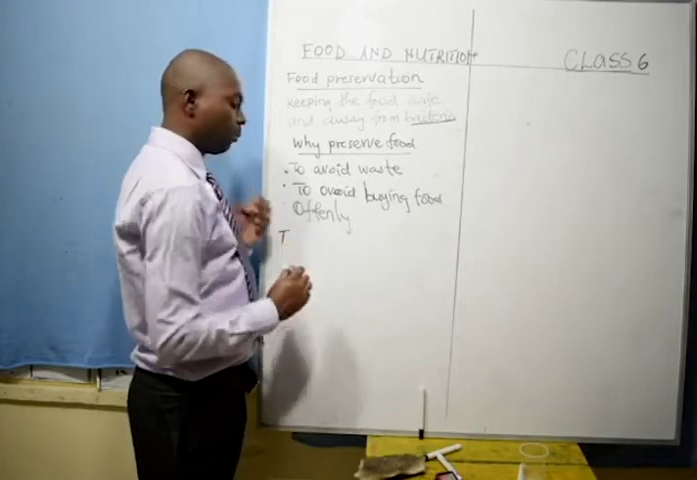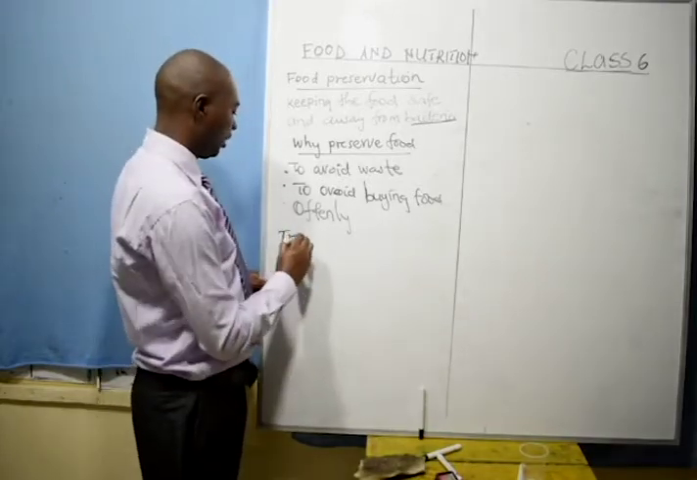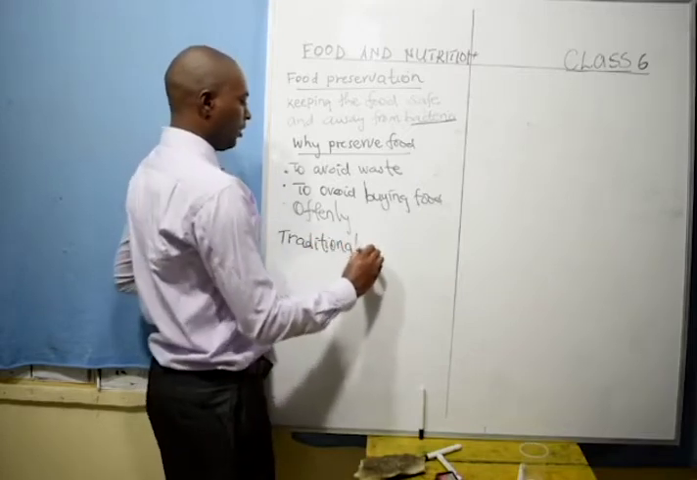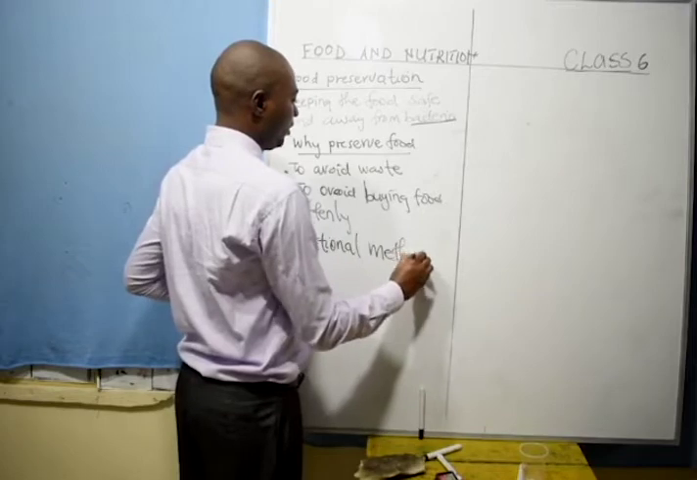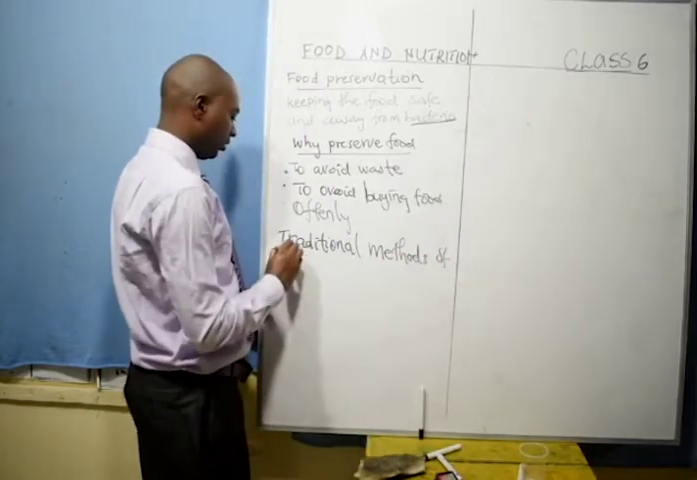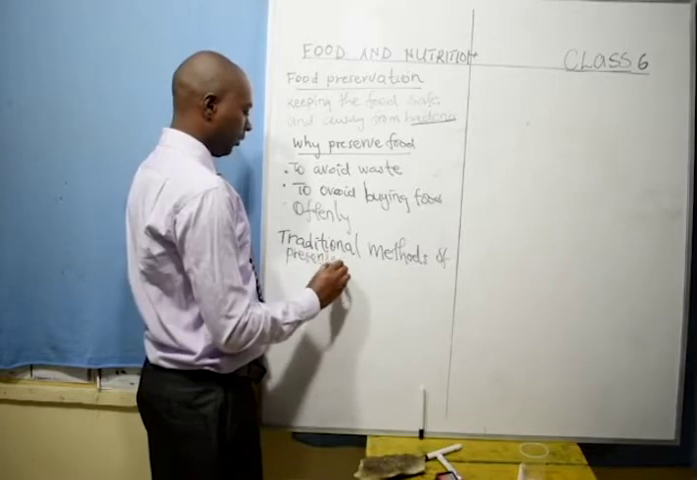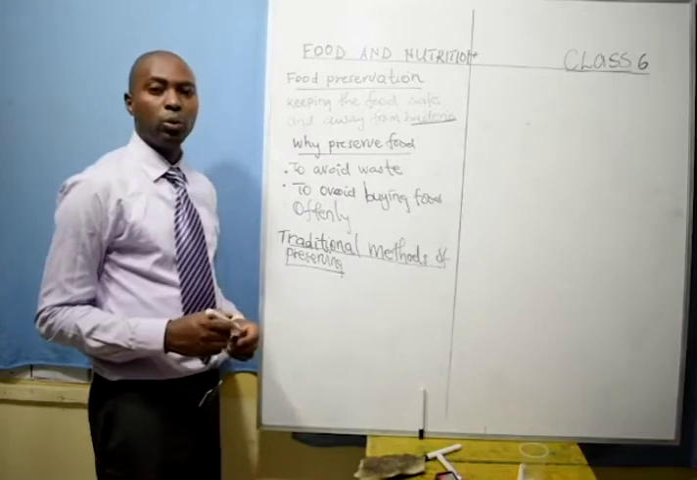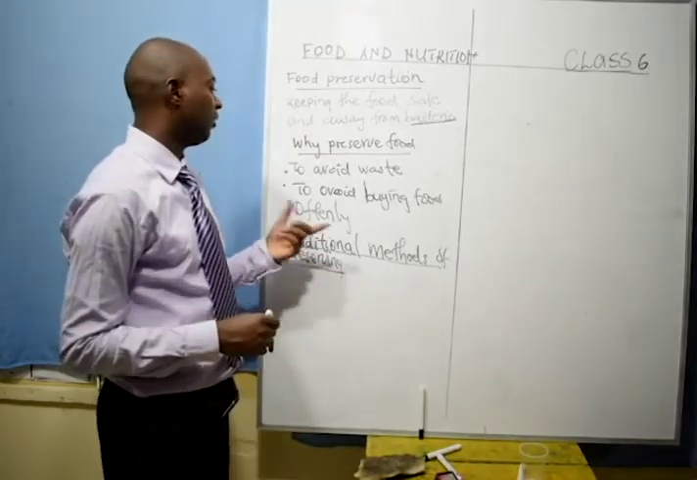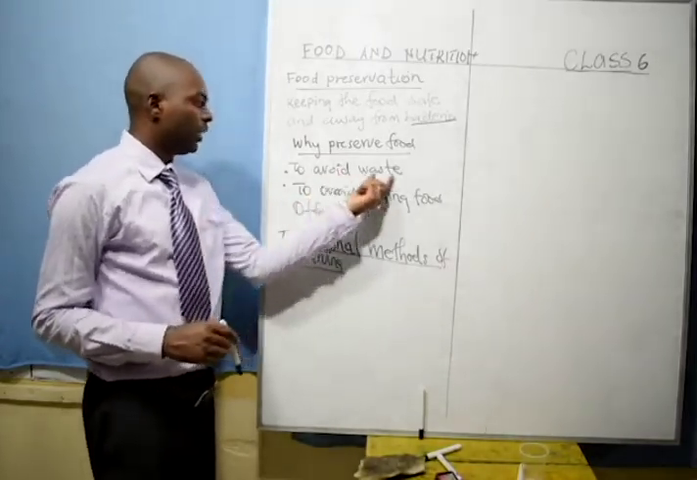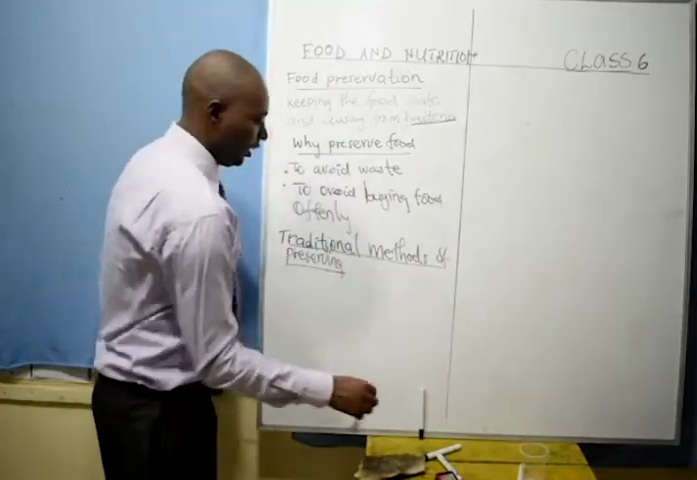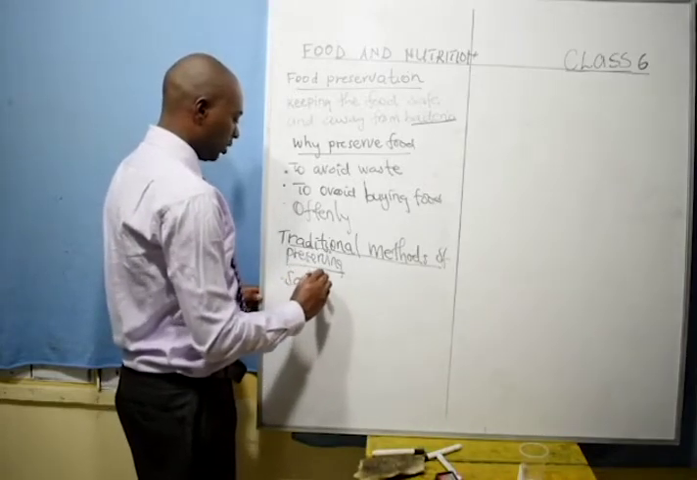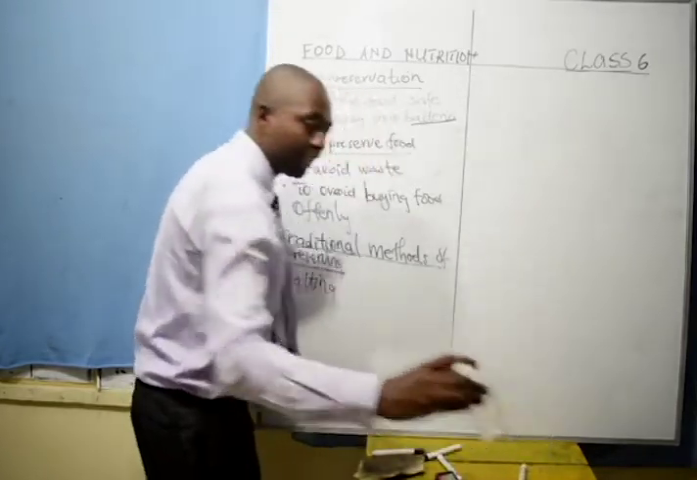There is the way the people in the traditional ways used to preserve food, and therefore we want to look at the traditional methods of preserving food. What were the people doing in the olden days to ensure that they have food to be used in the future? Because we have said we are avoiding wastage so that that food can be used in the future. Therefore, what were they doing? Number one, they did what we call salting. Salting was simply the use of salt like the one that is here.